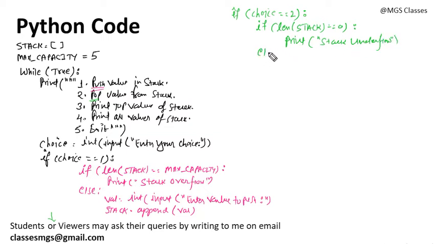Otherwise, we will keep on popping. We will pop using the pop method, stack dot pop. Or if you want, you can print this value also: n equals the popped value, and you can print the message "n is removed from stack." Like this you can give a pretty good message here. And if the user has entered some other choice, you can use an elif condition.